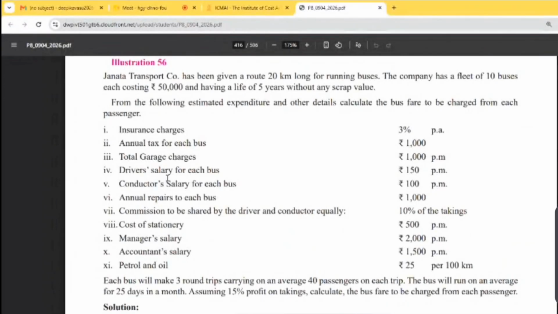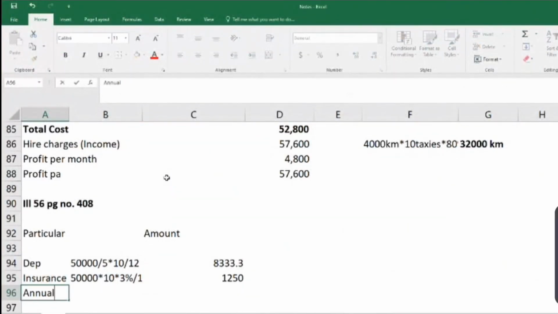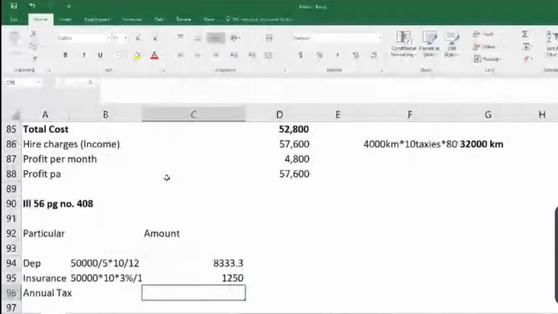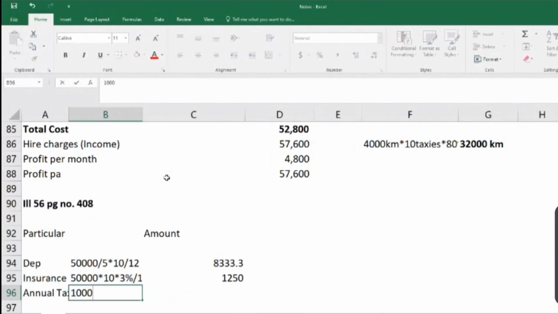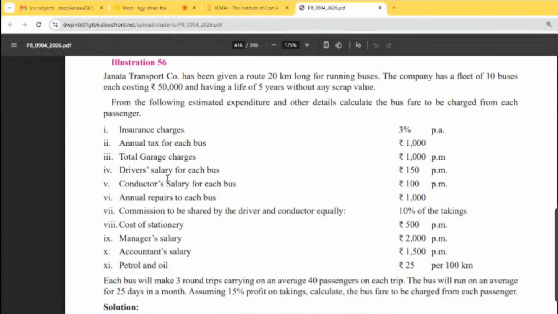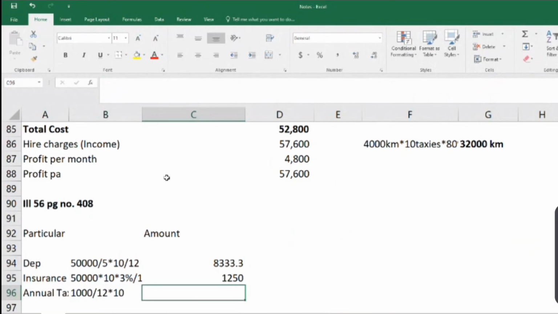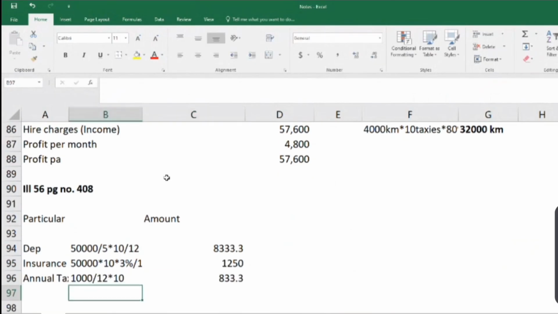Then what else is there? Annual taxes. So the very name itself tells that it is an annual charge. So we have to divide by 12. For each bus it is given, so you have to multiply by 10, the number of buses. So here 1,000 or 10,000? 1,000, wait. Okay, 1,000 divided by 12 into 10. So you will be getting 833.3.